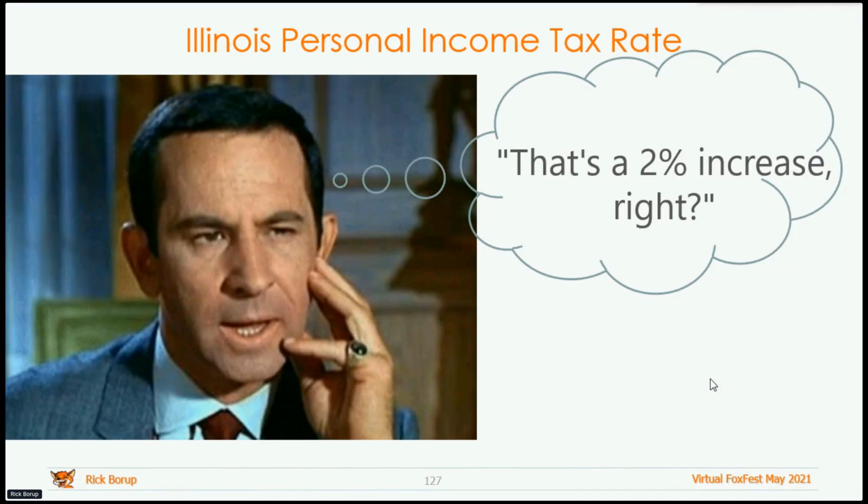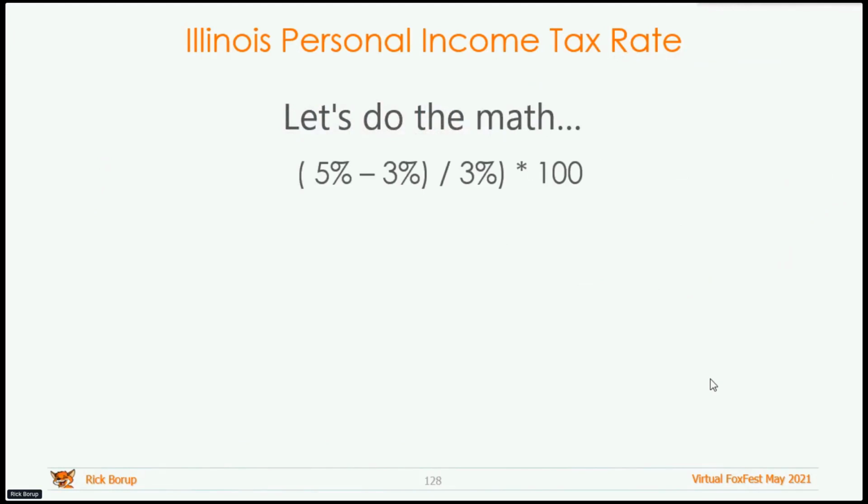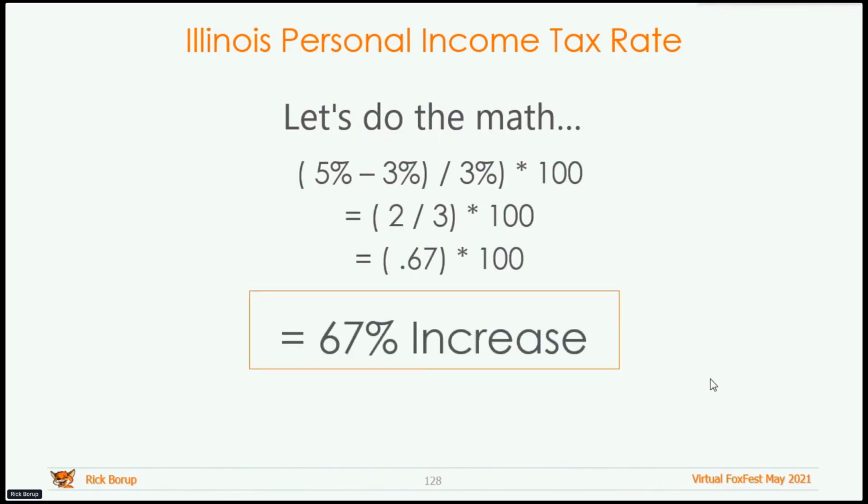Well, guess what? You all know, of course, that that's not really a 2% increase. Let's do the math. 5 minus 3 over 3 times 100 is 2 over 3 times 100 is 0.67 times 100. That's actually a 67% increase, isn't it? That's obvious when you stop and think about it. But if all you see is a news report that says the state legislature is proposing a 2% increase in the personal income tax, you might just let that slide thinking, oh, that's not very much. So it pays to dig a little bit behind the scenes.